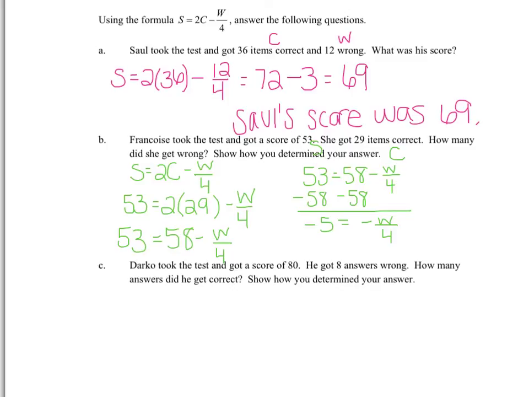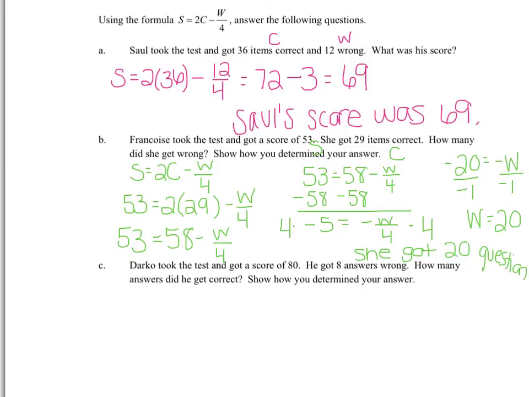So my next step to get rid of that divided by 4 is I'm going to multiply both sides by 4. And what I see is that I have negative 20, I'm just going to write it up here, equals negative W. But I need to get W by itself. So I'm going to divide by negative 1, and I'm going to get W equals 20. So she got 20 questions wrong. Sorry, I'm running out of space.